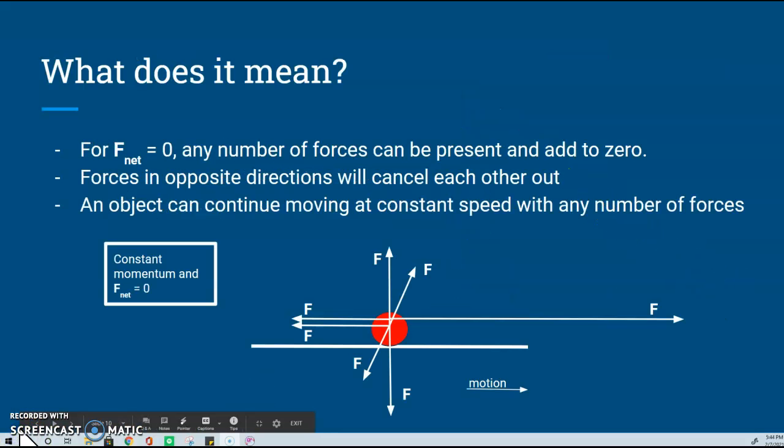Next I answer, what does it mean? This lab helps us understand that when F net equals 0, any number of forces can be acting on the object to add to 0. This is because forces of the same magnitude in opposite directions will add to 0. An object can continue moving at a constant velocity with any number of forces acting on it, as long as they add to 0. This free body diagram shows that all these forces add to F net equals 0, allowing a constant momentum.